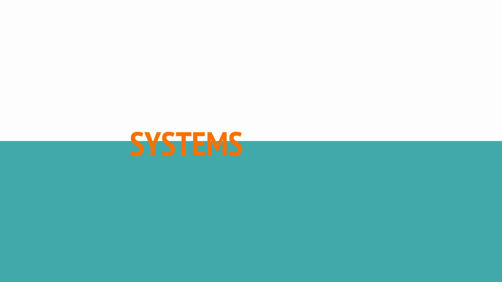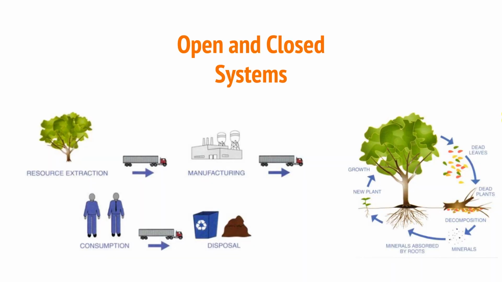Now, last but not least, we have systems. So there's open and closed systems. And this kind of expands a little further upon the cradle to cradle and cradle to grave that we were talking about earlier. Now, what we normally see is cradle to grave, where we have resource extraction, then it gets manufactured and processed, then we buy and consume it, and then when it breaks, we dispose of it. This isn't sustainable because we're constantly needing to extract new resources in order to fuel that open system.